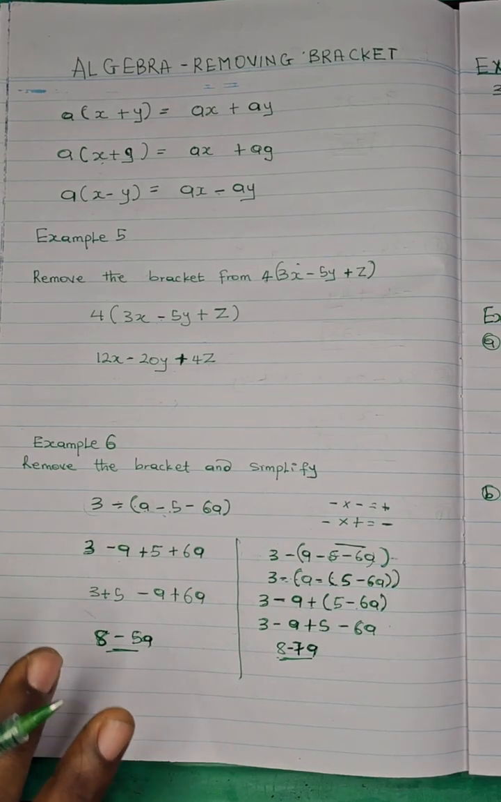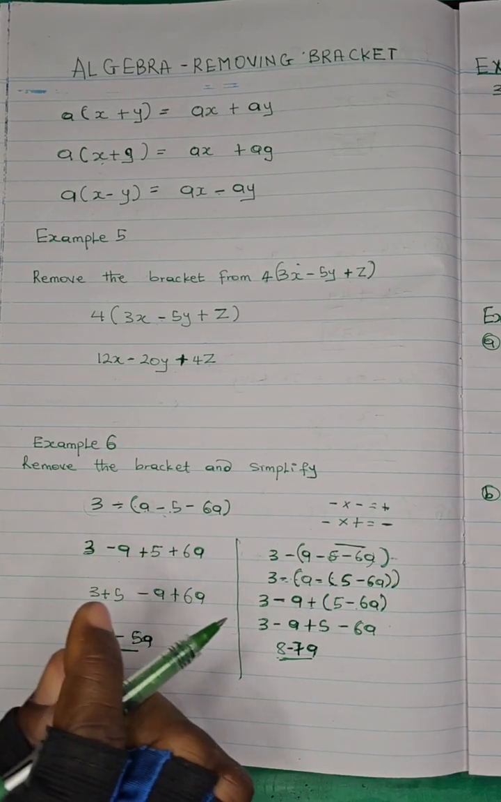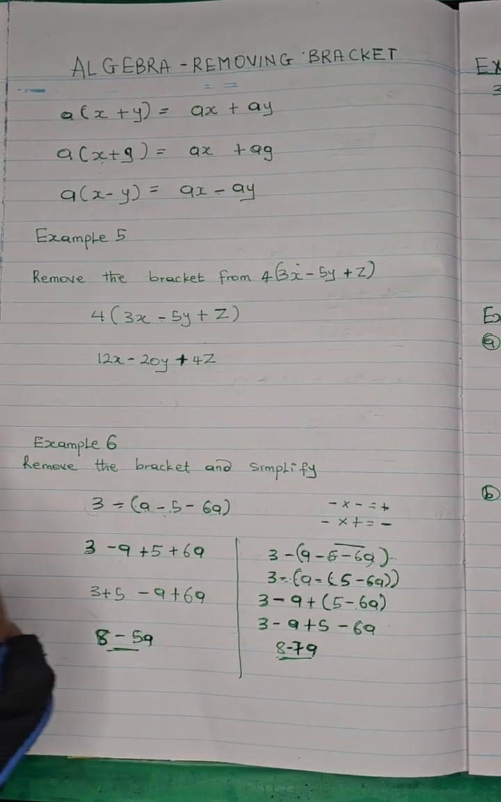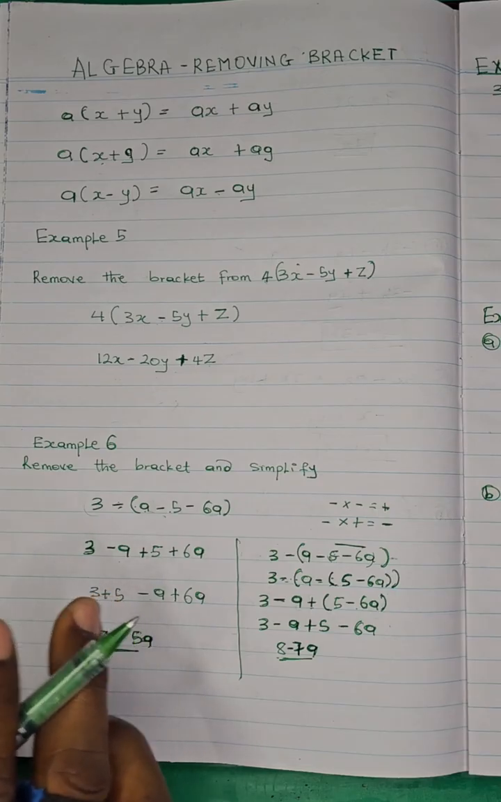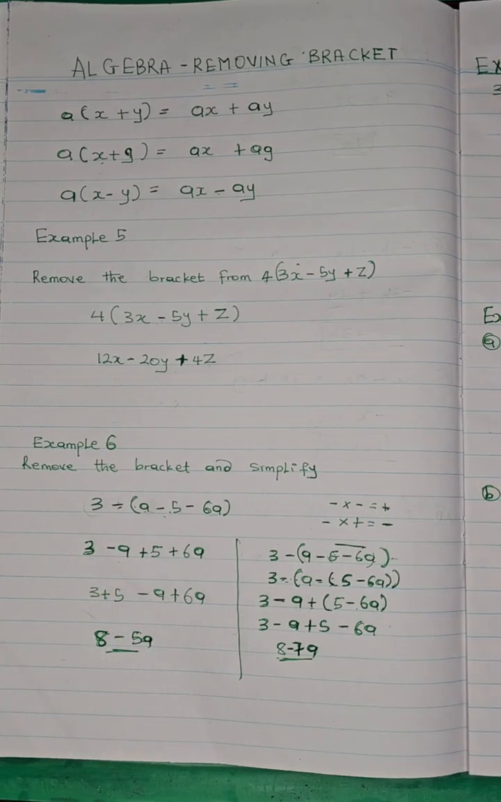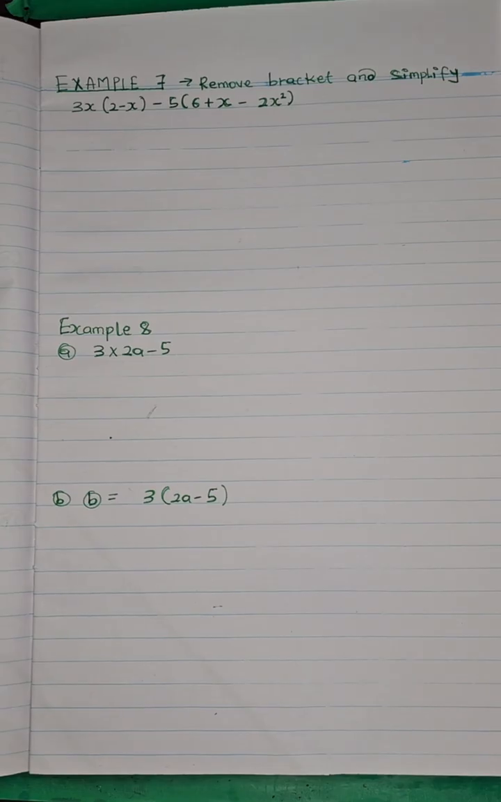So when you are removing the bracket, simply multiply what is outside by what is inside. If it's a sign, multiply the sign. Always make sure you take note of the sign, because that's where most students get it wrong. Let's go to the next example.